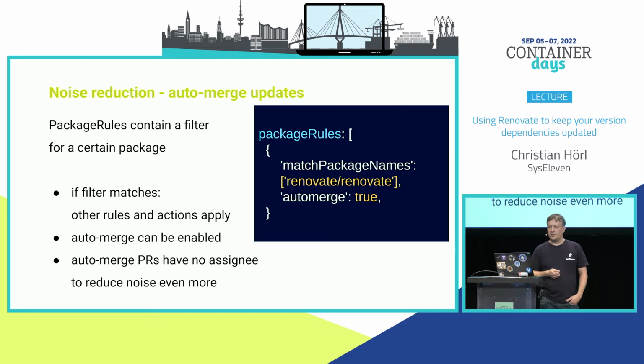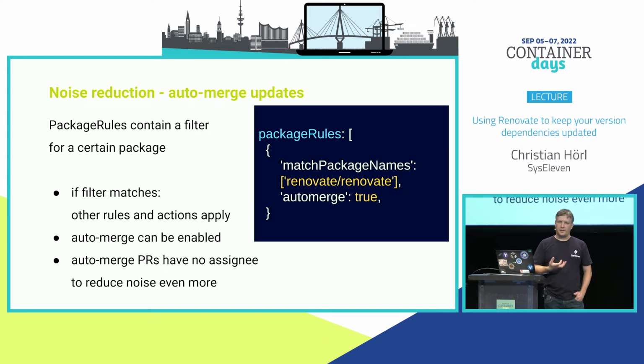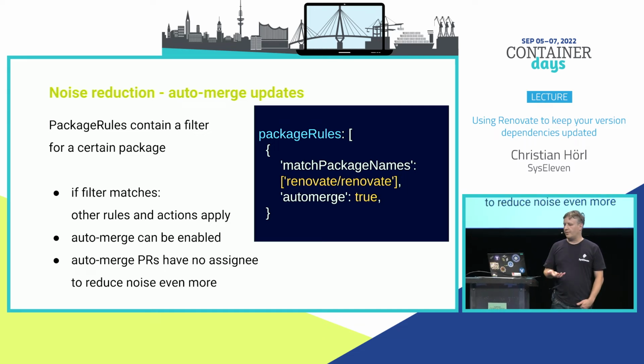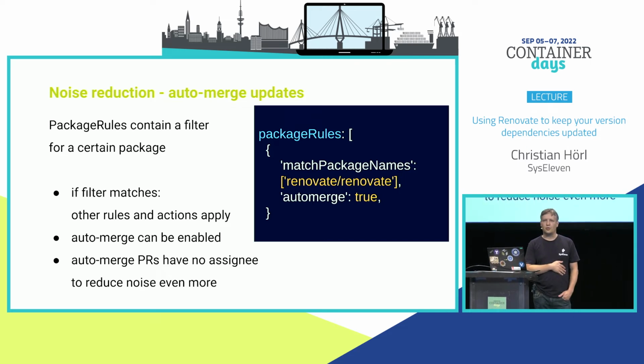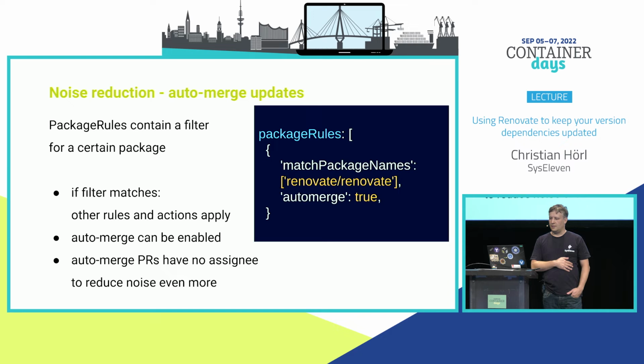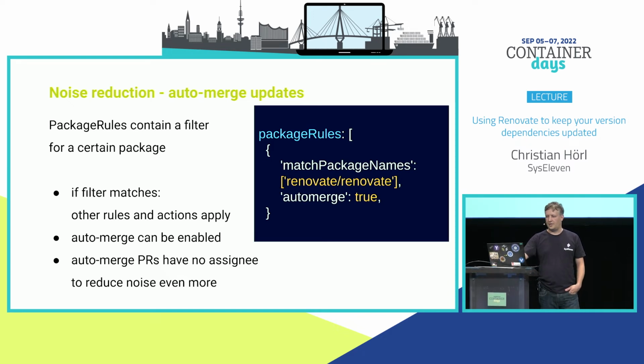As I said, I'm using automatically merged requests on the Renovate updates themselves. And this is how you do it. You have to create a package rule which does an auto merge for Renovate's very own updates.